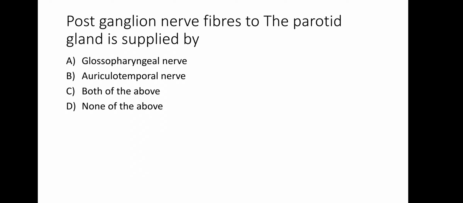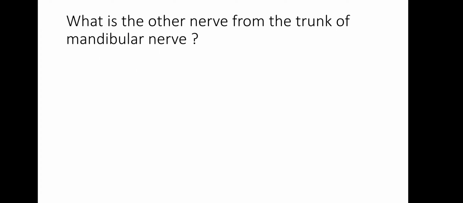So coming back to the question, the postganglionic nerve fibers to the parotid gland are supplied by what? Glossopharyngeal nerve or auriculotemporal nerve? Both of the above, none of the above. The answer is the auriculotemporal nerve because it carries the postganglionic nerve fibers.